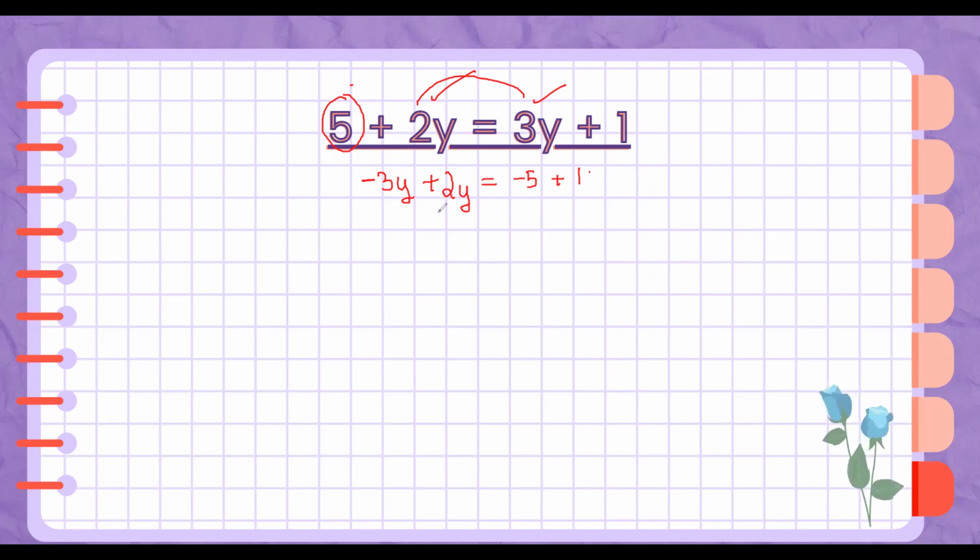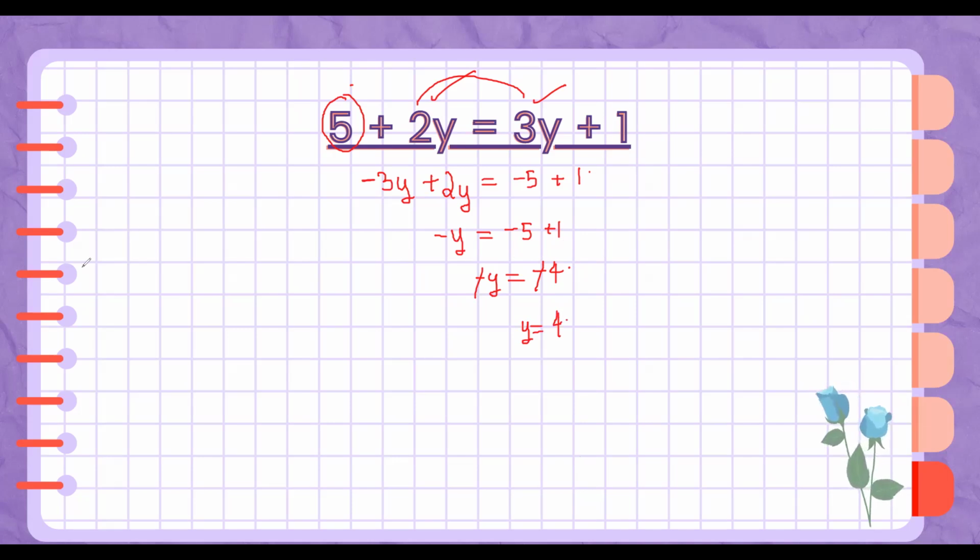Now let's solve the equation. What is minus 3y plus 2y? It is minus 1y. Minus y is equal to minus 5 plus 1. What is minus 5 plus 1? When we subtract and keep the sign of the greater number, it's minus 4, right? So is it solved here? No, because we have to remove these negative signs. We remove both of them, and y is equal to 4 is your final answer.